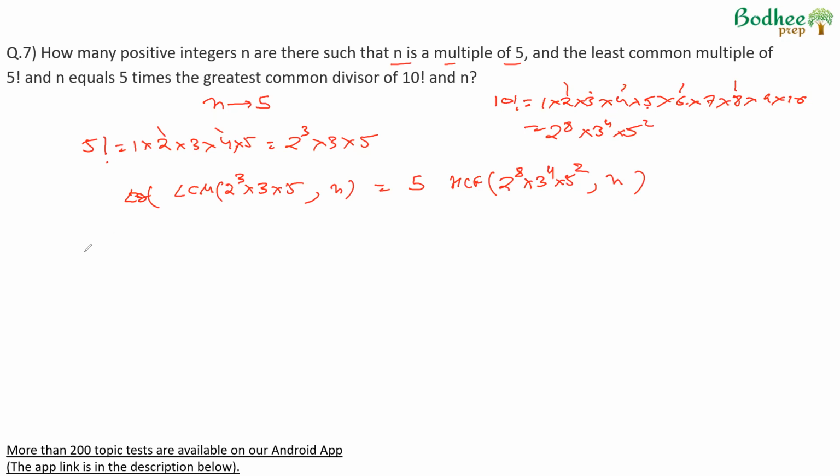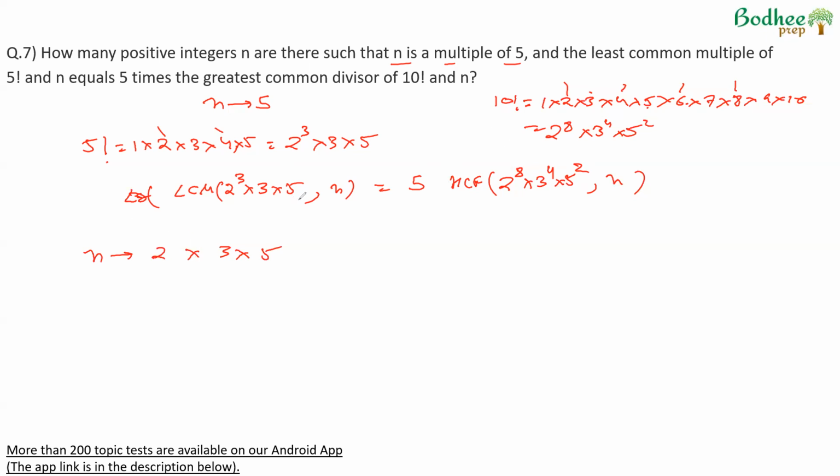Clearly, n has to be a number which comprises of 2, 3 or 5 only. Because if n has 7, it will not be counted here, but LCM will have 7. So the left hand side will not be 5 times of the right hand side because we'll have a 7 on the left hand side. On the right hand side, there will be no 7.